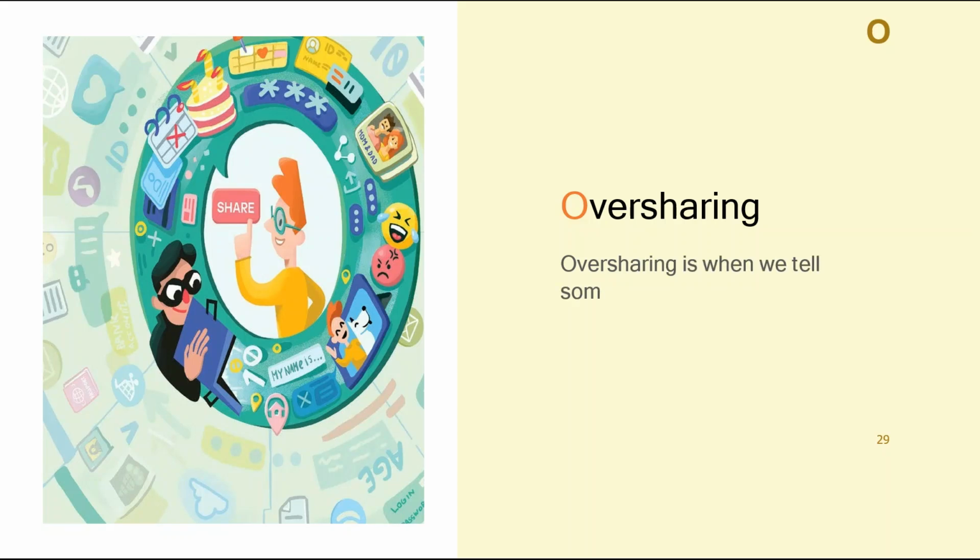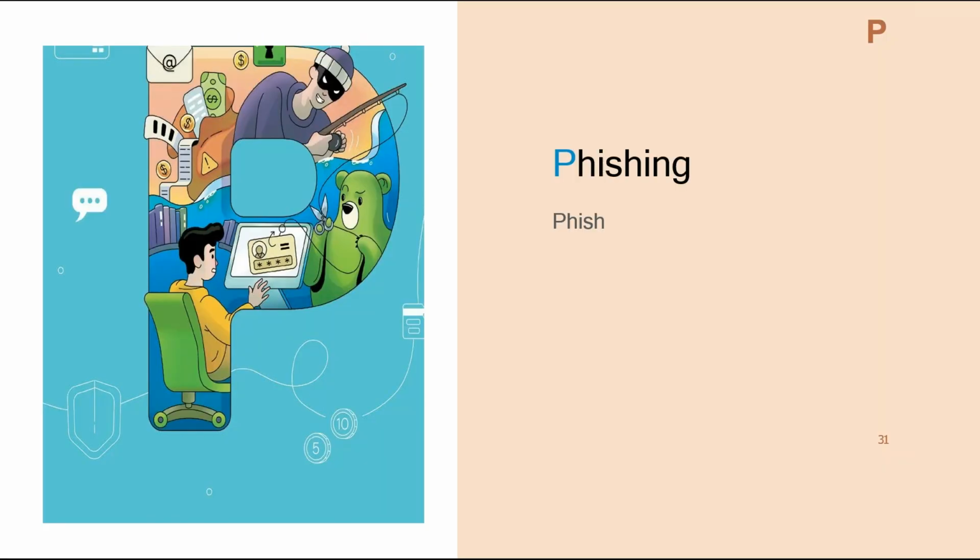Oversharing is when someone tells more information about themselves online than they should. Like you can see on social media, a person sharing a lot of personal information that can be used to perform an attack. Next is phishing. What is phishing?